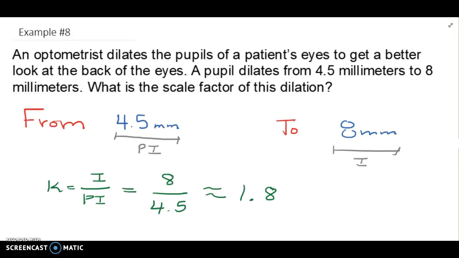All right, so we're going to the optometrist. We dilate the eyes. We go from 4.5 millimeters to 8 millimeters, okay? So we need to figure out which is my pre-image and which is my image. We start with the 4.5, we end with the 8. So if we start, that comes before we end. So our pre-image is our starting. So our pre-image is 4.5, our image is 8. And then to find the scale factor, remember it's just image divided by pre-image, which is 8 over 4.5. And if you put that into your calculator, that's roughly 1.8-ish.